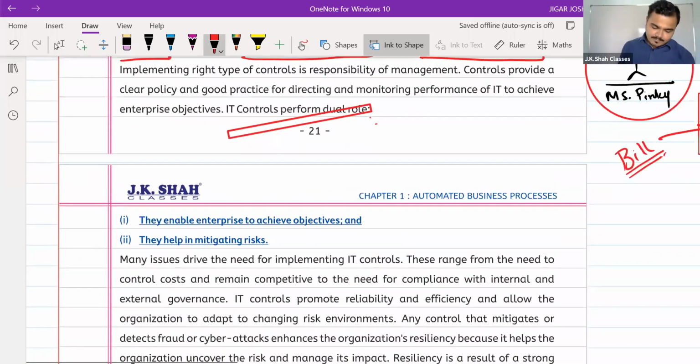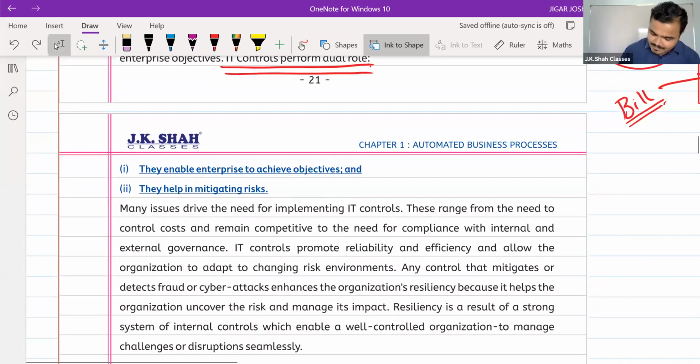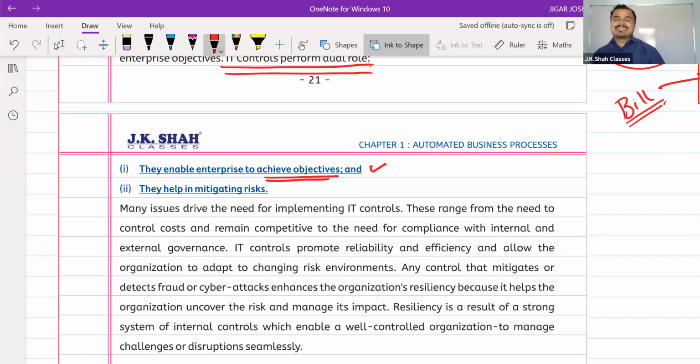Number one, my dear chartered, they help the enterprise to achieve its objectives. And second, sir, when the IT controls are properly applied, it automatically reduces the risk. Yes, sir.